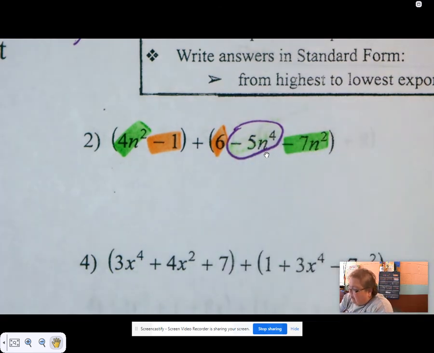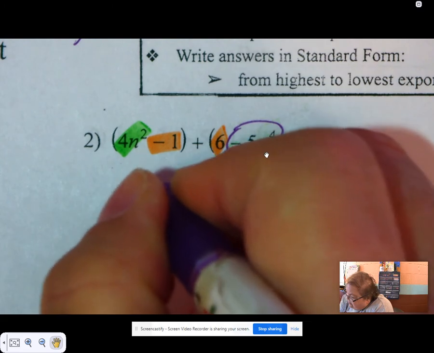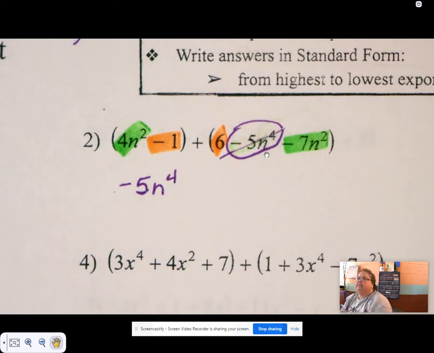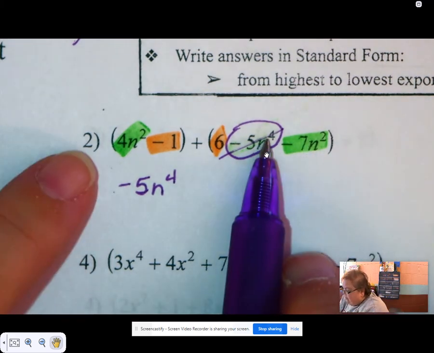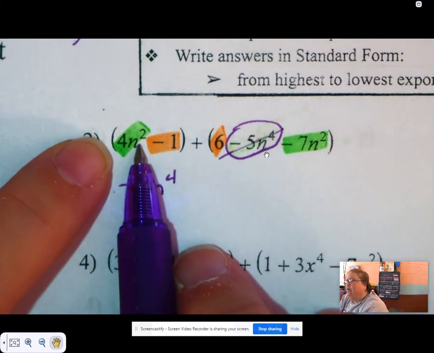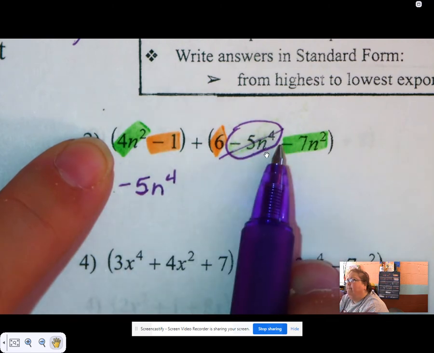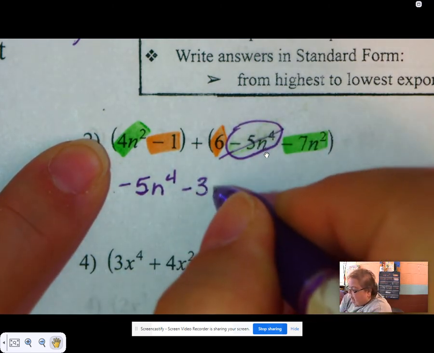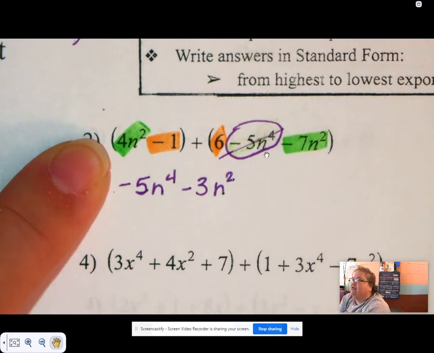So I would write negative 5n to the 4th, and I'd write that first, because I'm going to try to get my answer in standard form without having to rewrite it. So now, exponent of 4, now I need the exponent of 2. So what is 4 minus 7? Negative 3, keep the n squared.